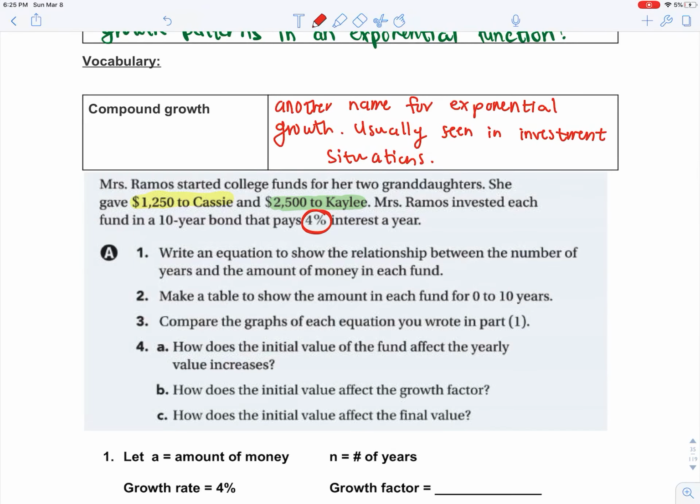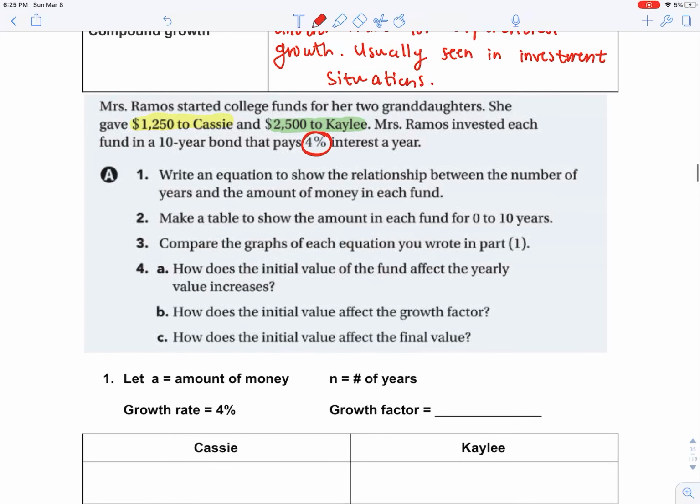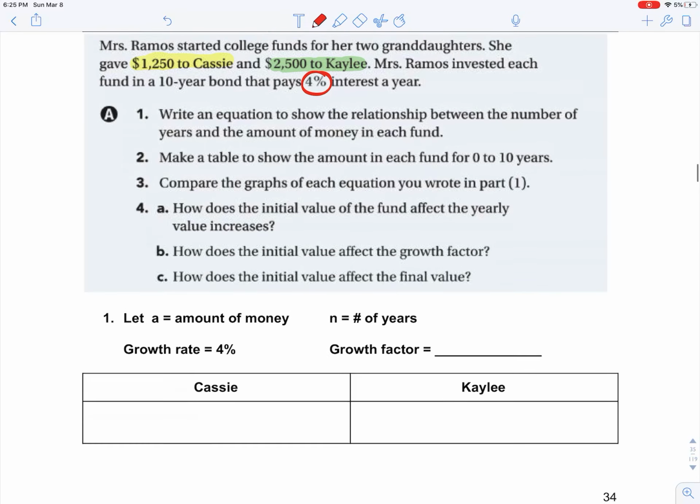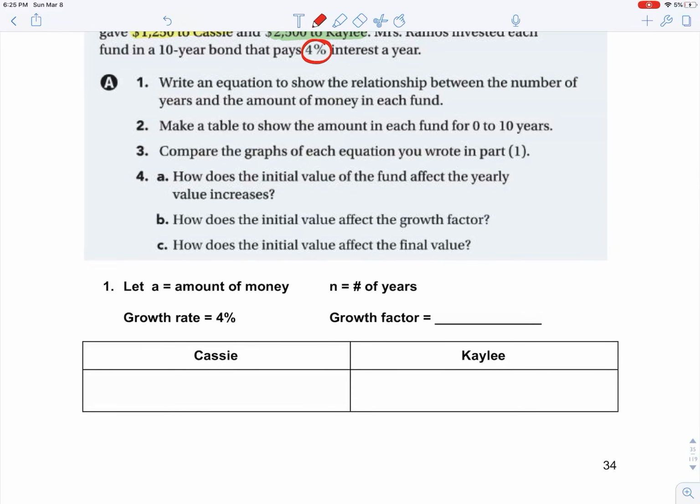Now, really quick, 4%, is it a growth rate or a growth factor? Because it is a percentage, it is a growth rate, okay? So, question number 1 says to write an equation to show the relationship between the number of years and the amount of money in each fund. We're going to let A equal the amount of money and N equal the number of years.